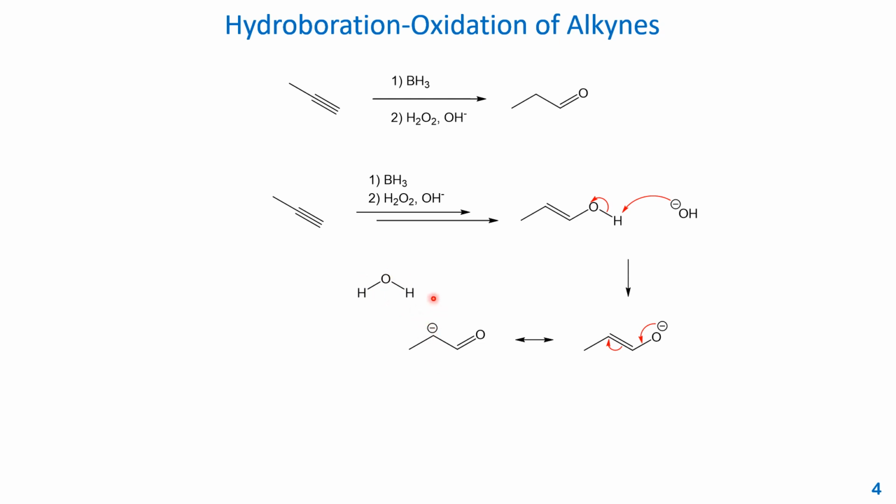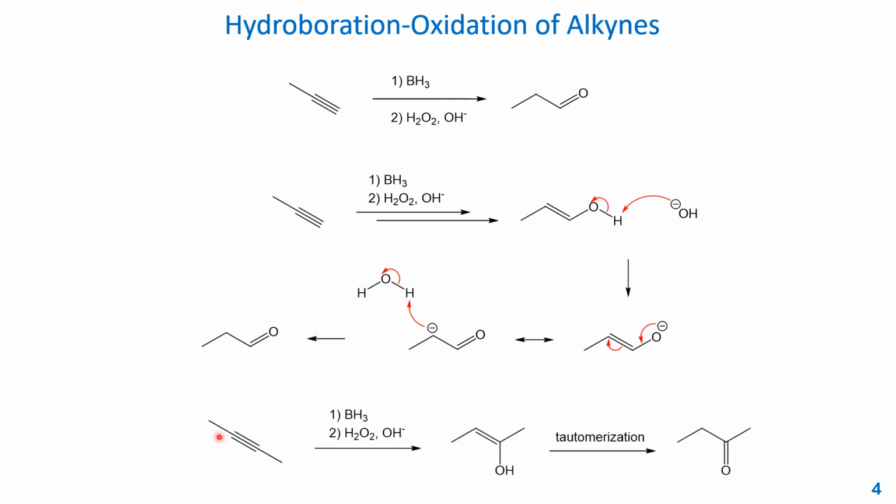So this takes the proton from water and will give you the neutral product. The final product is aldehyde. It's a propanal. Okay, so if you want an aldehyde, you can use the terminal alkyne reacting with the borane followed by oxidation. Now, if you use an internal alkyne, the product will still be a ketone.